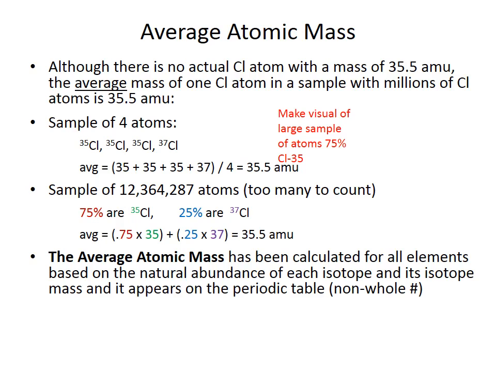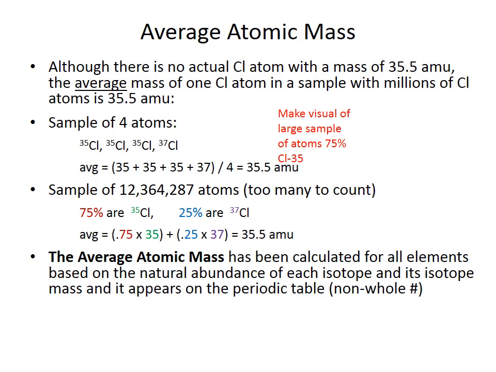Now, it's already been calculated for you. They find samples, they measure what percentage are of one isotope and how many are another, and in many cases we have elements that have 5 or 6 isotopes. So they run mass spectrometry, they determine the natural abundance of each isotope, and they calculate this, and this is the non-whole number that appears on the periodic table, which we call the average atomic mass.